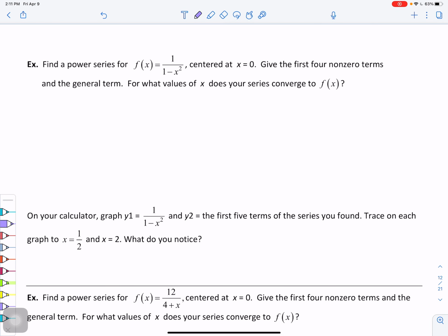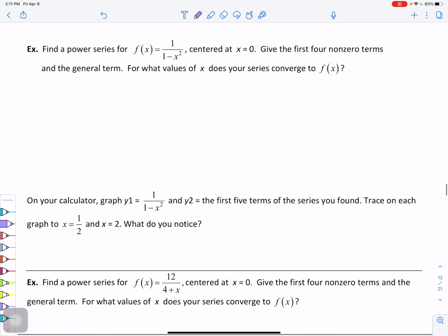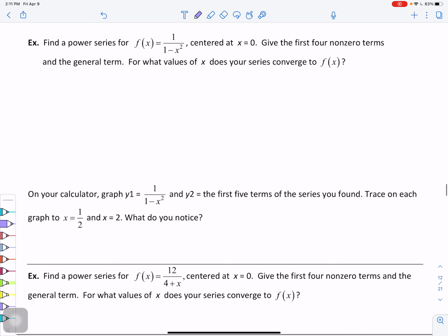Find a power series for f of x equals 1 over 1 minus x squared centered at x equal to 0. Give the first 4 non-zero terms and the general term. For what values of x does your series converge? Okay, so one thing at a time. The first thing I need you to know is to know this.